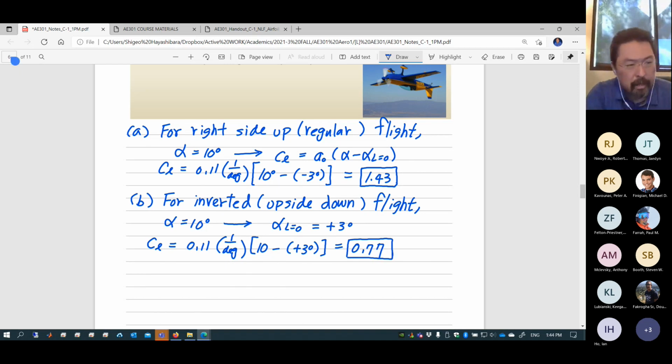Then you reply back, well, tomorrow's check ride. If you do inverted flight with 10 degrees of angle of attack, according to my calculation, CL is only 0.77. Then apparently your pilot friend gets really upset and says, what the hell? I want to keep the same thing, 1.43. I need that. So what should I do? That is question C.